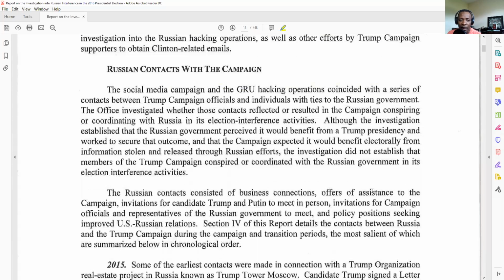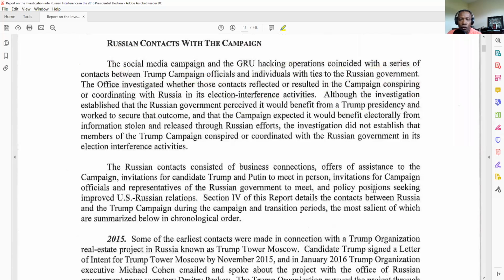Bold heading: Russia contacts with the campaign. The social media campaign and the GRU hacking operation coincided with a series of contacts between Trump campaign officials and individuals with ties to the Russian government. The office investigated whether those contacts reflected or resulted in the campaign conspiring or coordinating with Russia in its election interference activities.